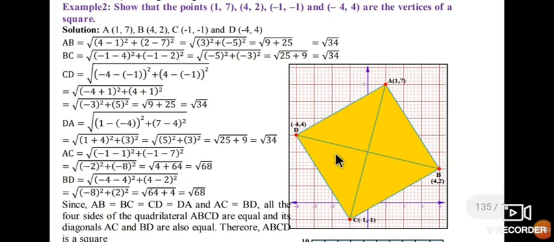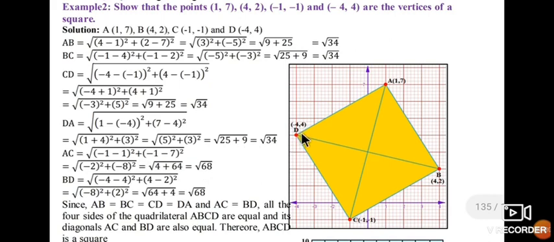Finding AC: A is 1, 7, this is x1, y1, and C is minus 1, minus 1, this is x2, y2. Now AC is equal to minus 1 minus of 1 whole square plus minus 1 minus 7 whole square. Minus 1 minus 1 is minus 2 whole square, and minus 7 minus 1 is minus 8 whole square. 2 square is 4, 8 square is 64, 64 plus 4 is 68. Therefore the length of the diagonal AC is square root of 68.